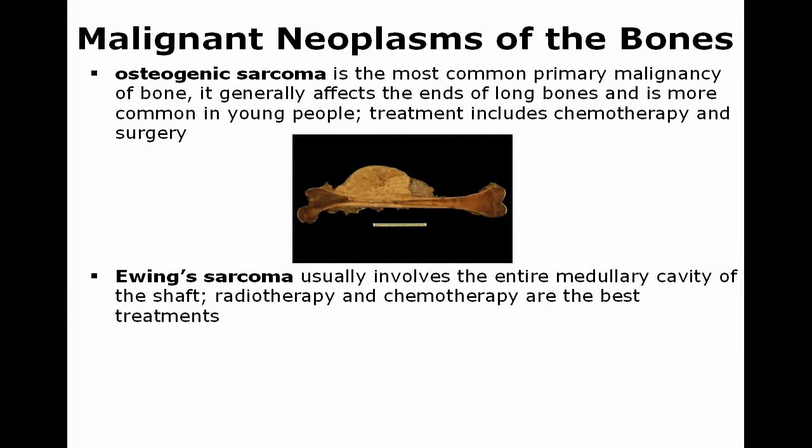Ewing sarcoma usually involves the entire medullary cavity of the shaft. Radiotherapy and chemotherapy are the very best treatments there. The Ewing sarcoma often involves the pelvis and lower extremities. If someone's going to develop Ewing sarcoma, it's usually between the ages of 4 and 25. The tumor not only affects the bone, but it also moves into the other soft tissues and often metastasizes to the lungs.